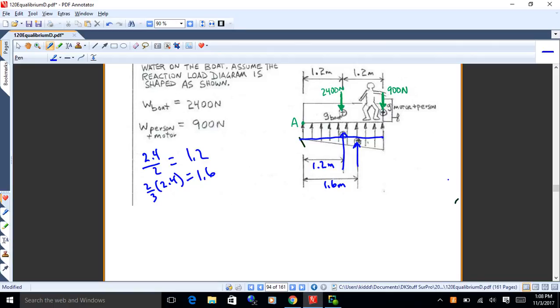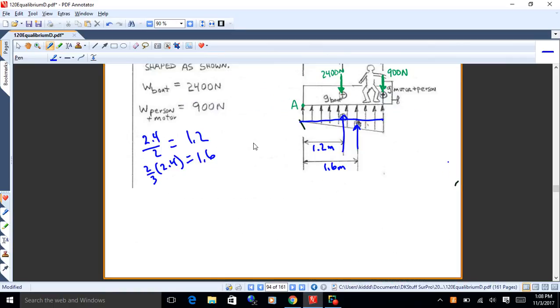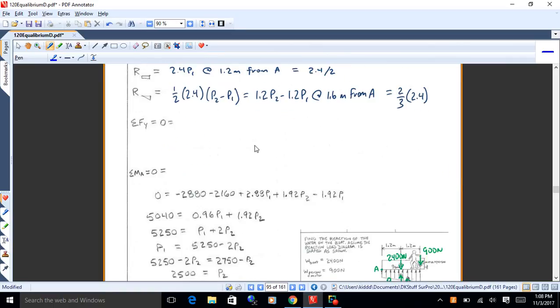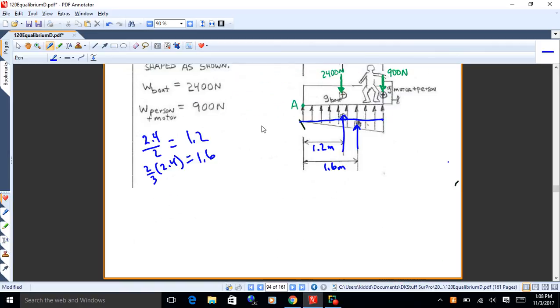All right, so this problem's a little different in that the distributed load is the unknown on this one, which just makes it a little bit more complicated, but we can work through it. We just do the regular old statics thing, but we just have to approach it just slightly differently.